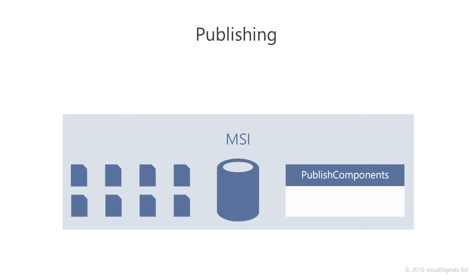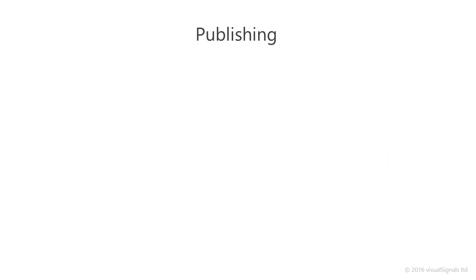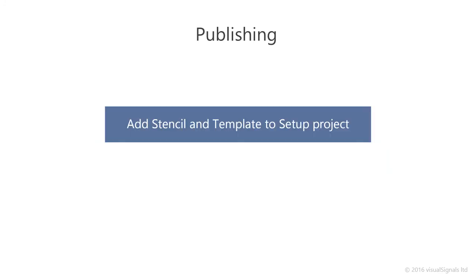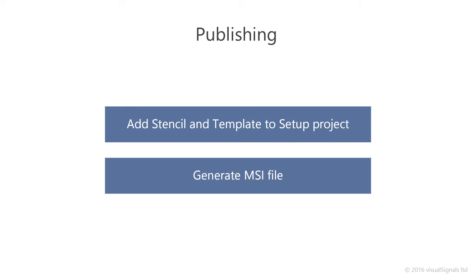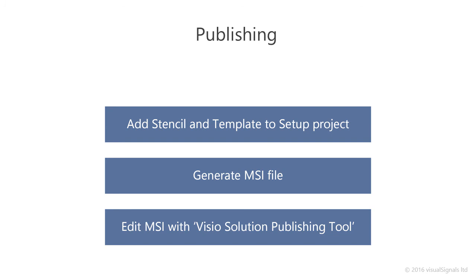You can add all of these settings manually to the MSI using a tool like Orca, which is part of the Windows SDK, or as part of the MSI creation using WiX. However, a simpler method is to use the tool that's part of the Visio SDK, called the Visio Solution Publishing tool. This gives you a friendly UI to edit all of the details and handles the integration into the MSI. The process for using the tool is as follows. You add your content files to the setup project, you build the project to create the MSI, and finally you open the MSI in the publishing tool.